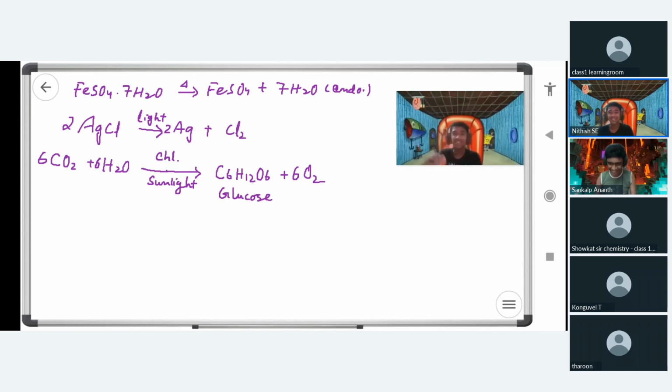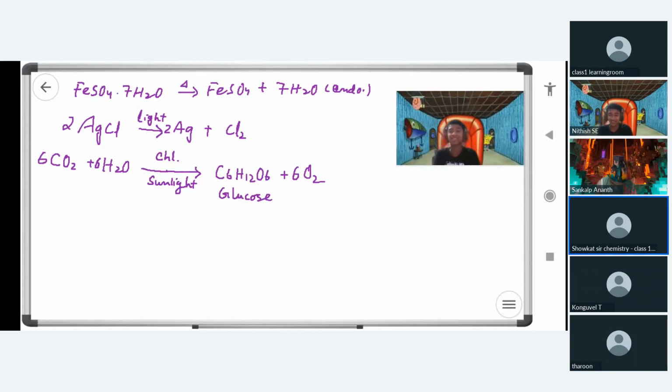No, sir, it's not a part of endothermic. It's a type of decomposition reaction, like photochemical, electrolysis. They're all part of decomposition. Endothermic reaction is not a part of decomposition reaction. Please remember this.